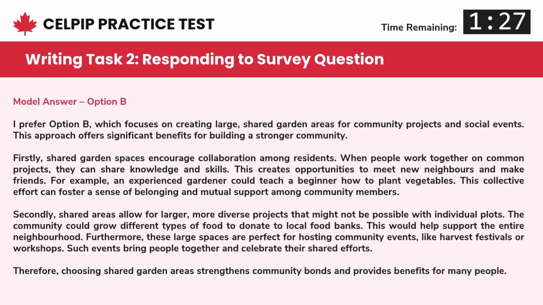This explanation will highlight why the provided answer for CELPIP writing task 2 scores well. You can pause the video now to read the full answer if you need more time. The response clearly states its choice for option B in the opening sentence. It also gives several clear reasons for this preference. For example, it explains that shared garden spaces encourage collaboration among residents.